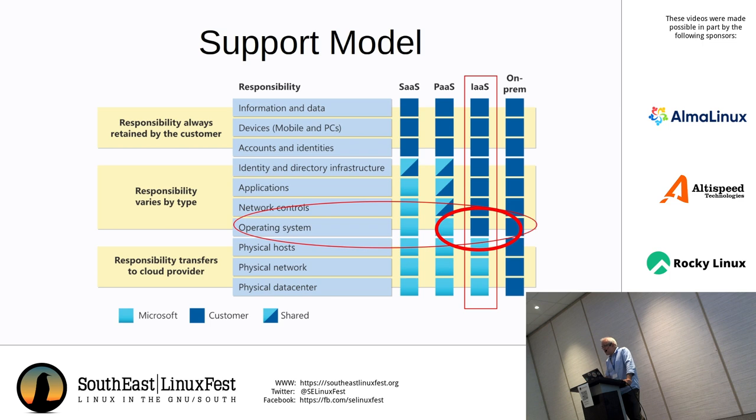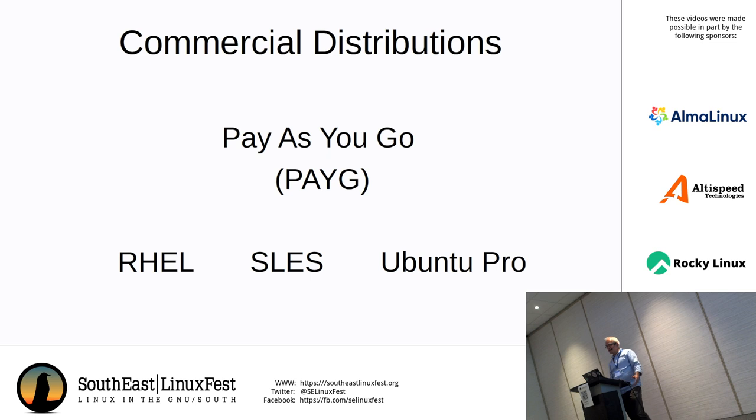At some point, we may direct the customer, saying this is beyond our control, or for example, we are not going to make architectural decisions, but we may help customers. Also, we have commercial distributions with the pay-as-you-go model, where you pay Microsoft for the cost of the infrastructure, plus an additional line item for the licensing cost. Those are Red Hat, SUSE Linux, Ubuntu Pro.